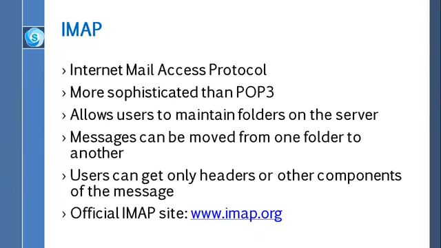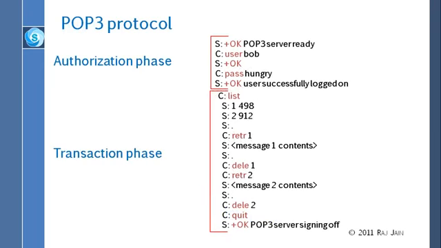All right, IMAP is Internet Mail Access Protocol. It is more sophisticated than POP3. Messages can be moved from one folder to another, and users can get only the header or a component of the messages, and there is IMAP organization. Again, because we are not going into detail of the IMAP protocol: in POP3, there was no push as such. You have to say retrieve 1 to get the message, list to get the list. So you have to ask for it and you get it. Maybe in IMAP there is a command which says, here is your list, even if you didn't ask.